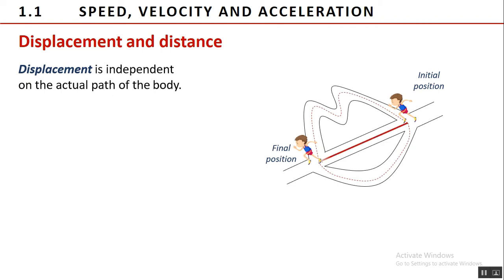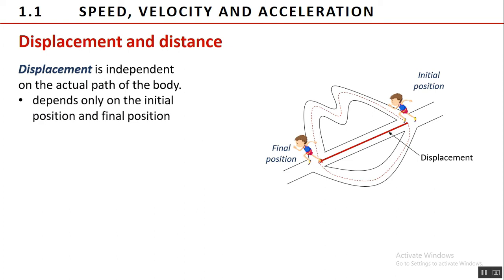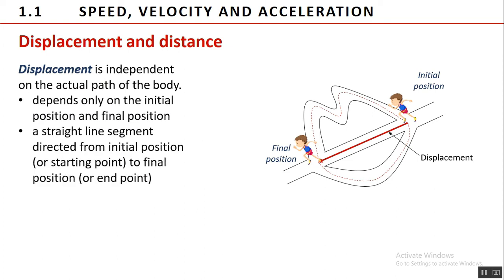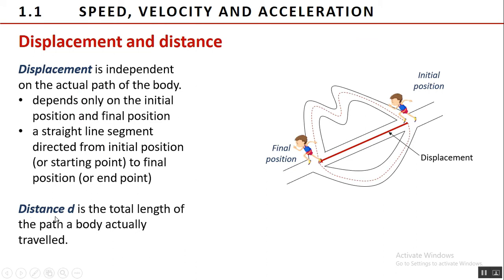So here is the athlete's displacement. It depends only on the initial position and final position. It is a straight line segment directed from initial position, or starting point, to final position, or end point, regardless of the path the body moved. On the other hand, distance d is the total length of the path a body actually traveled.